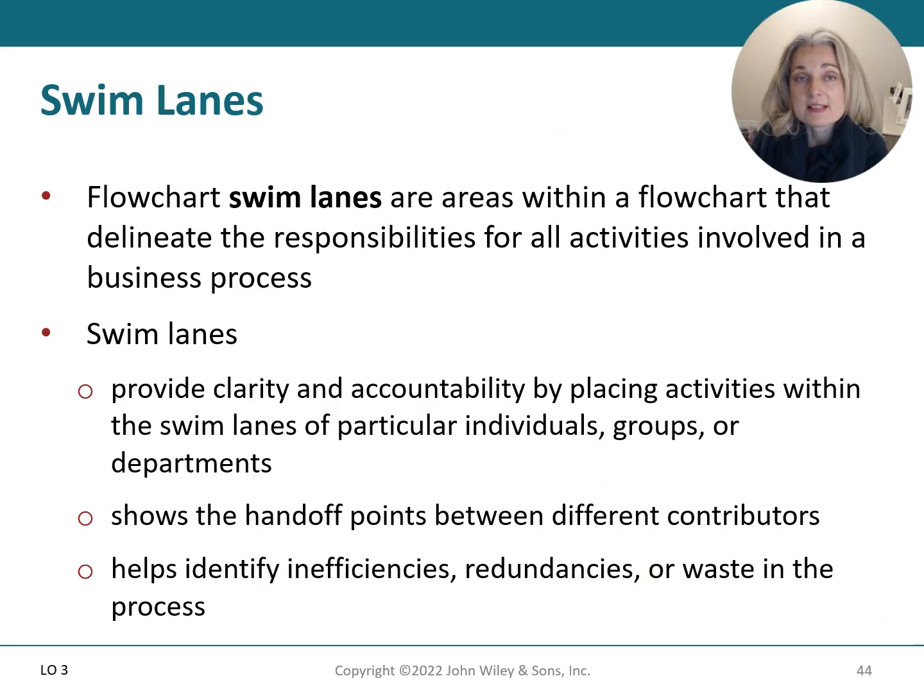If a process is very complicated and involves multiple departments, you can use something called swim lanes, which are areas within a flowchart that delineate the responsibilities for all activities involved in the business process. Swim lanes provide clarity and accountability by placing activities within the swim lanes of particular individuals, groups, or departments. They show the handoff points between the different contributors, and they help identify inefficiencies, redundancies, or waste in the process.